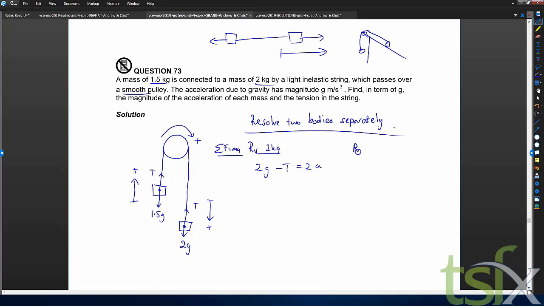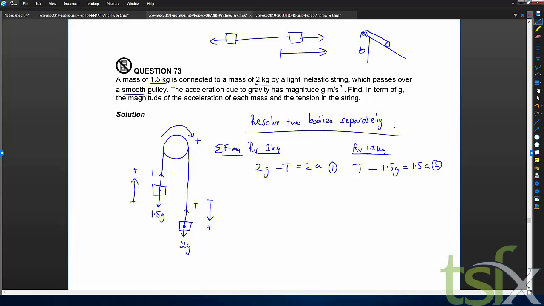Now we resolve vertically for the 1.5 kilogram mass, and positive is upwards this time, so we get T minus 1.5G equals the mass, which is 1.5, times the acceleration. So we have equation 1 and equation 2. If you did it the other way around, which is the mistake, you'd have 1.5G minus T.